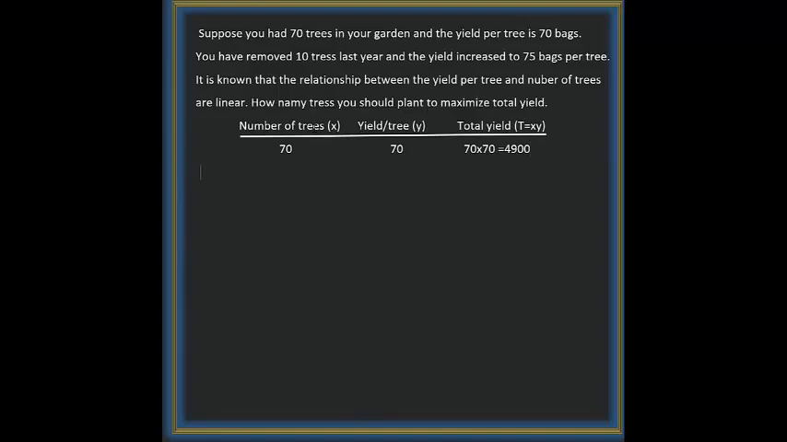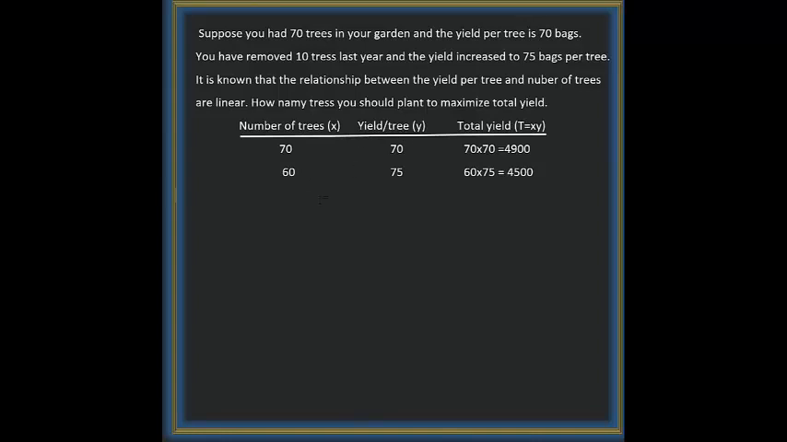Next, we have now remove 10 trees, so you have now 60 trees. And then yield per tree now becomes 75. So then total yield will be 60 times 75. Grab a calculator and see that your answer will come out like 4500 bags.